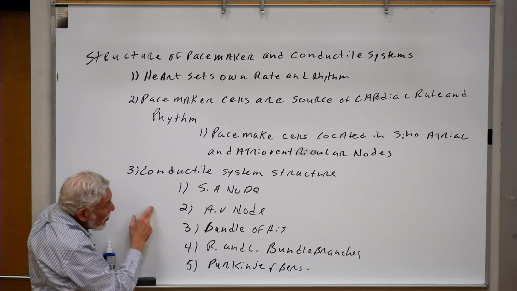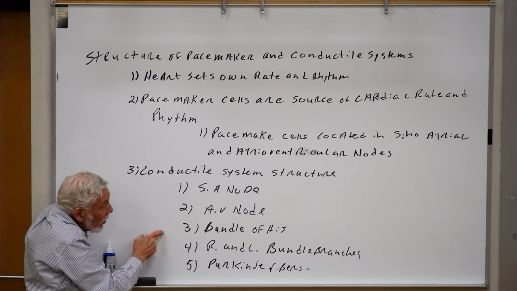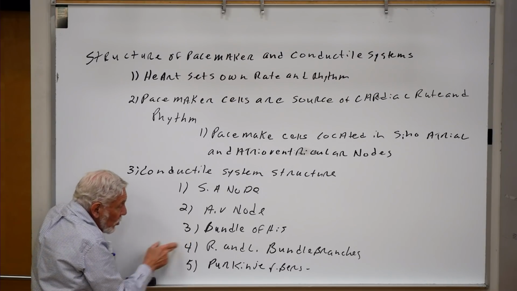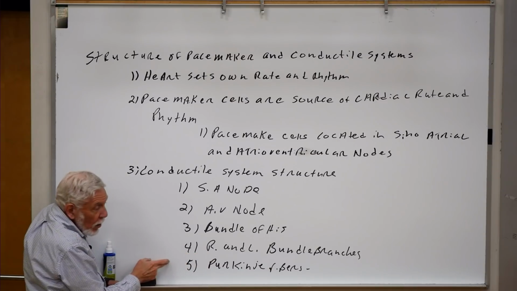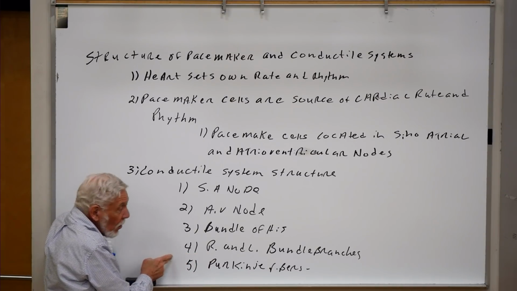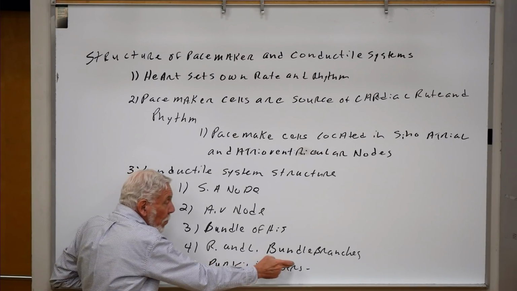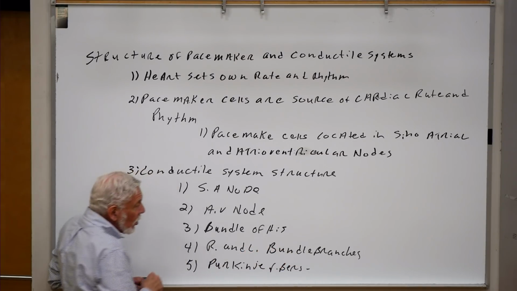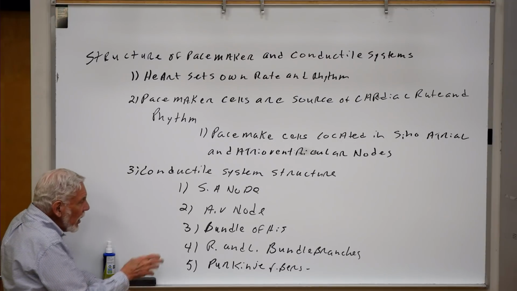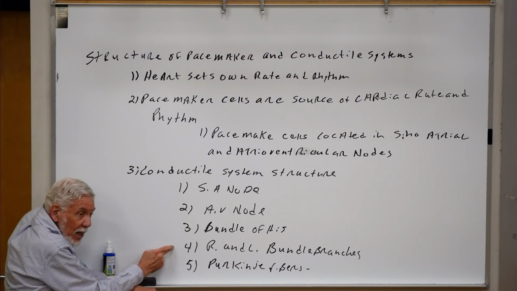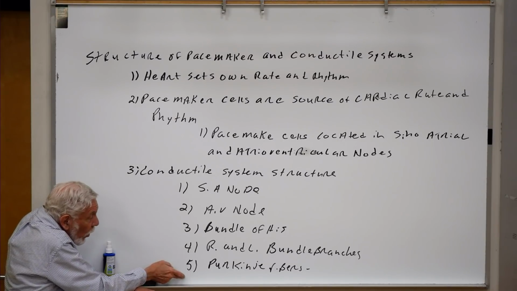The bundle of His is going to be a single bundle, but it rapidly divides into two bundles, the right and left bundle branches. The right bundle branch goes to the right side of the heart, to the right ventricle. The left bundle branch goes to the left side of the heart, the left ventricle. And then these bundle branches finally branch some more, and they end up in something called Purkinje fibers.